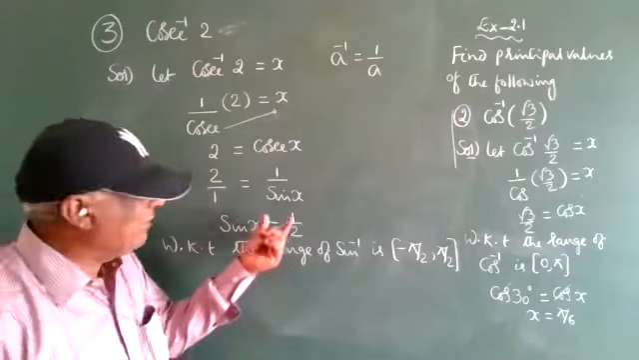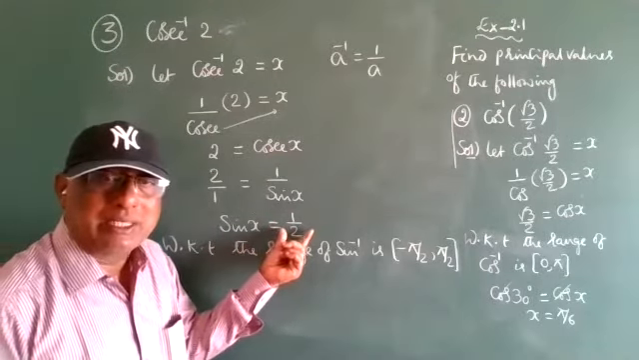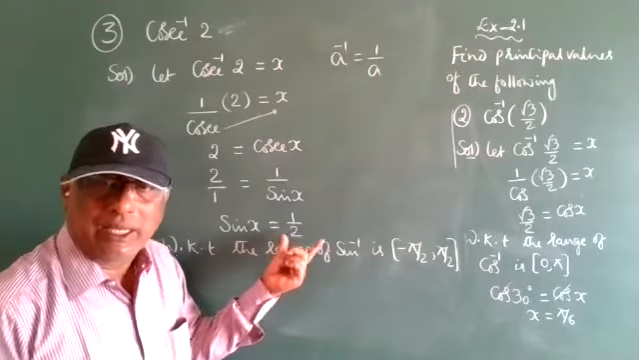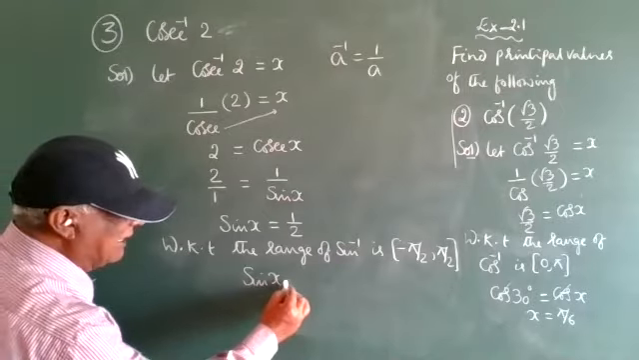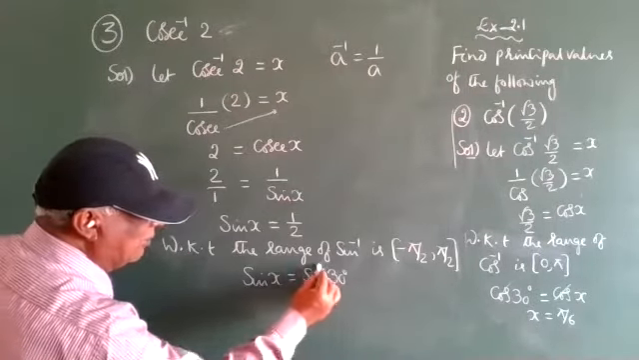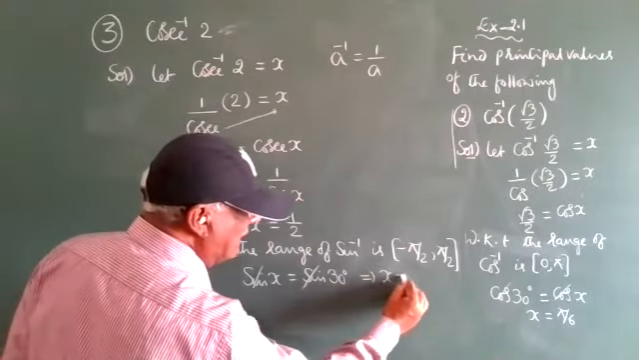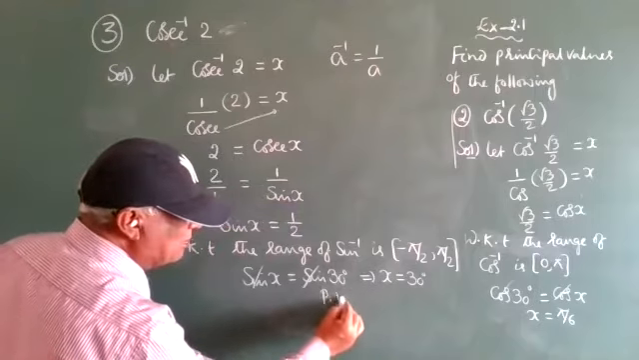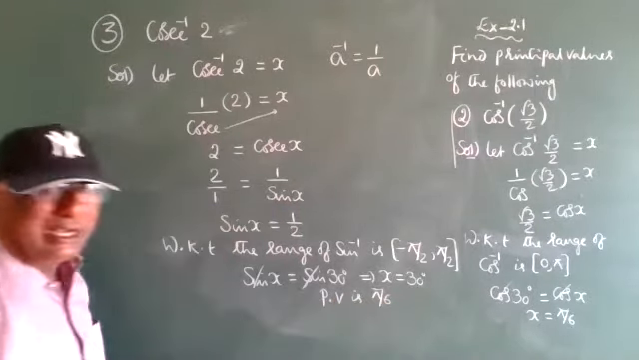So what is the value of 1 by 2 in sine? At what angle is 1 by 2 in sine? 30 degrees, right? Sine x is equal to sine 30 degrees. Now sine and sine both are cancelled. x is equal to 30 degrees. x means the principal value. Therefore, the principal value is 30 degrees, which is pi by 6 radians.